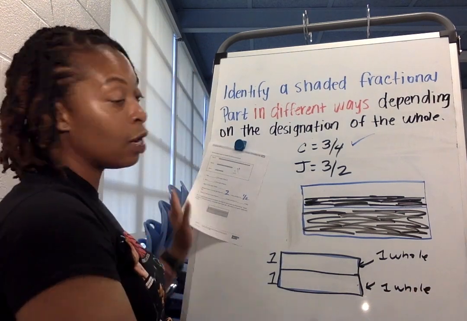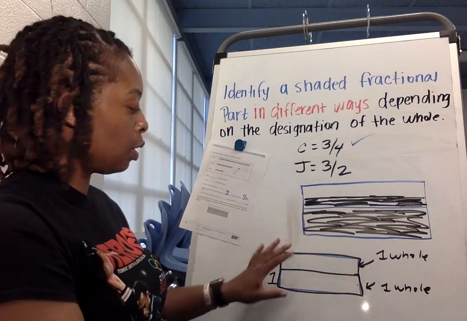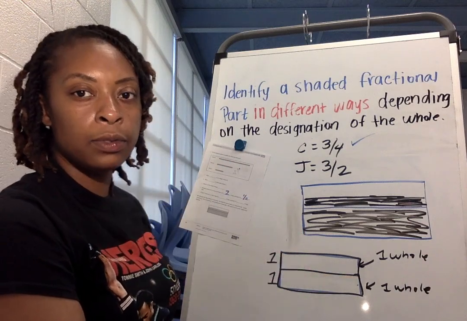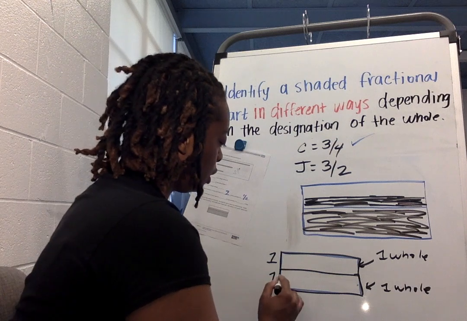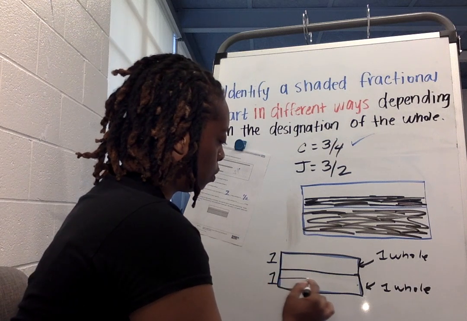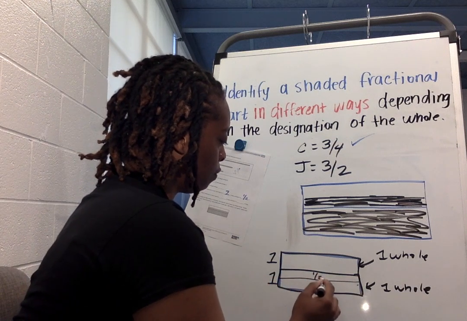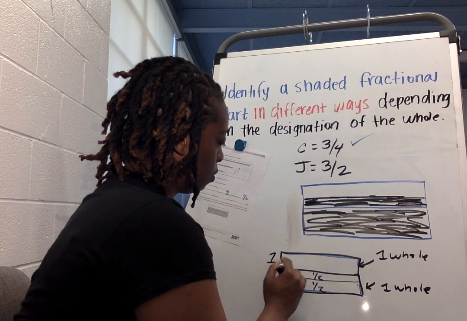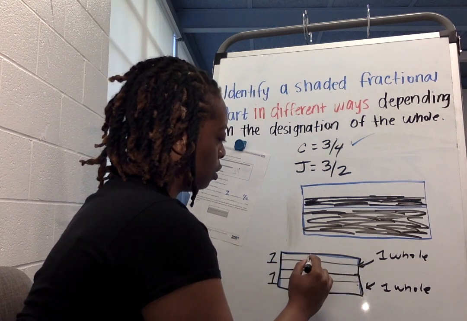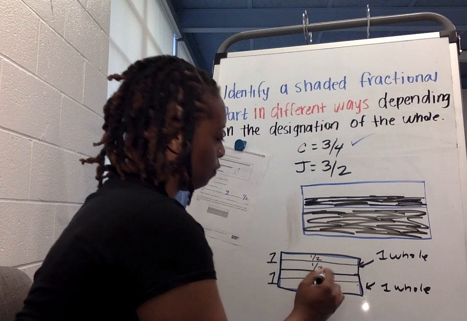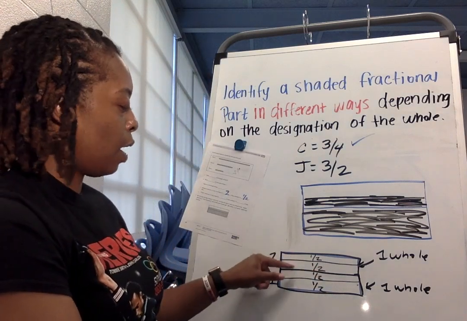Okay. I know it looks like one, but for right now, I need you to look at it as two separate rectangles. So if we partition these down the middle, this is one half, this is one half. This is one half, this is one half. Okay, so now we have four halves.